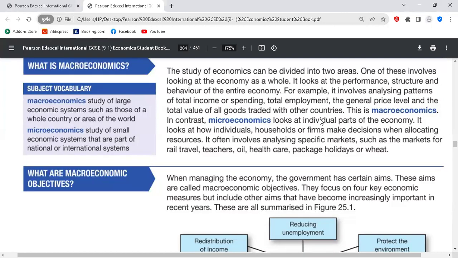This is macroeconomics. In contrast, microeconomics looks at individual parts of the economy. It looks at how individuals, households, or firms make decisions when allocating resources. It often involves analyzing specific markets, such as the market for air travel, whatever market it is. So for micro, it is individual markets. For macro, it's the whole.